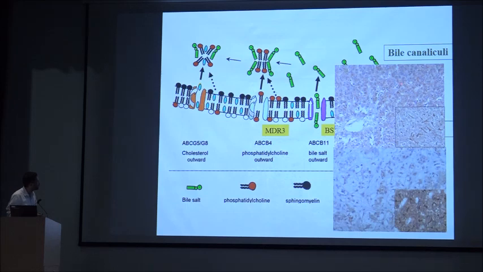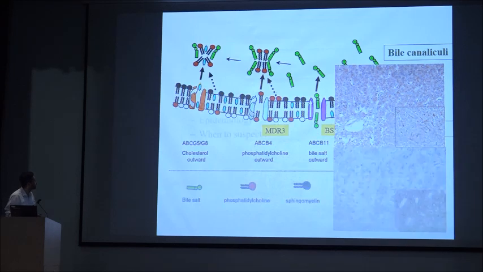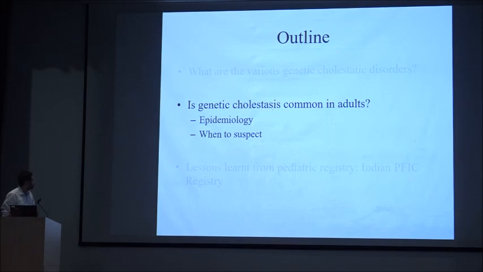Normally BSEP and MDR3 should be present at the canaliculi. So this is an immunostaining from one of our patients. Now this is a control. So BSEP should be present at the canalicular membrane, this dark brown thing, which is absent in the patient. And similarly, MDR3 should be present at the canalicular membrane, like in this control inset, which is absent in our patient. So now coming to the second part, is genetic cholestasis common in adults?